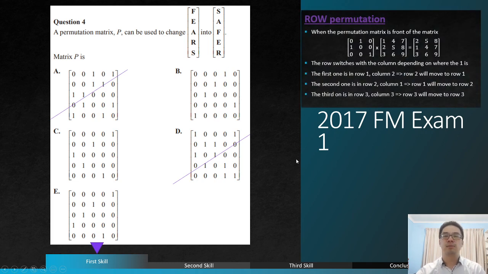The next thing is just a reminder, row permutation, as you see here, if the 1 is in row 1, column 2, then row 2 will move to row 1. Let's have a look at the first letter, which is an F. The F has moved to row 3.